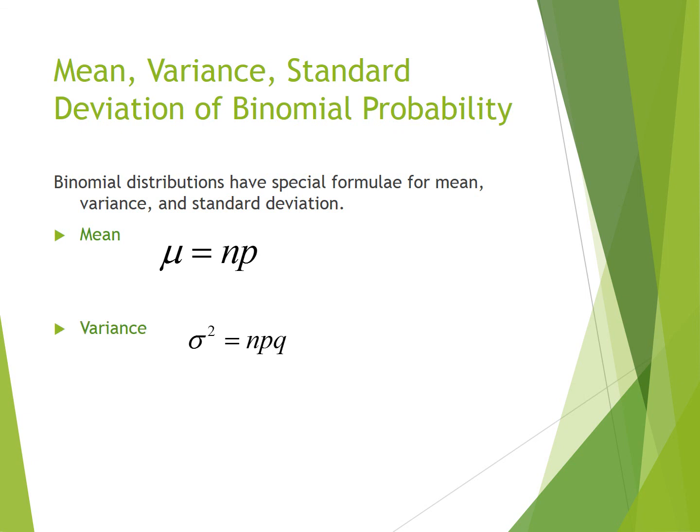If we were looking for the variance, it's 5 times 0.25 times 0.75, which is q, which means the variance is 0.9375, and the standard deviation would be the square root of 0.9375, and that is 0.9682. Okay? So that's much simpler than doing that table where we had to do all the values individually.